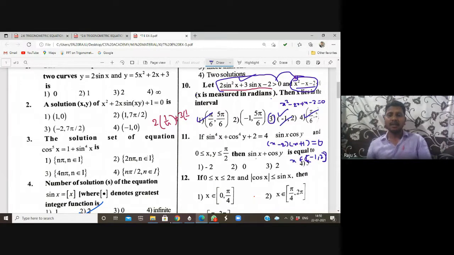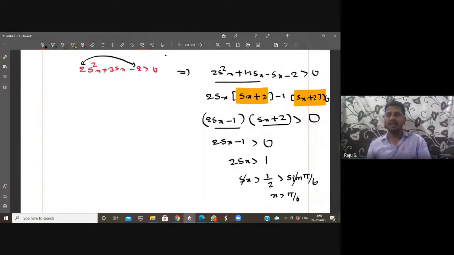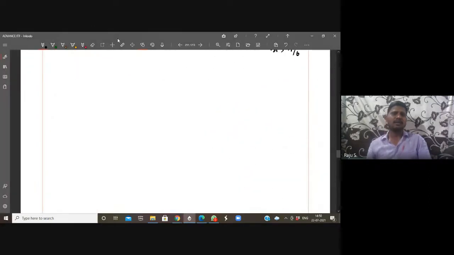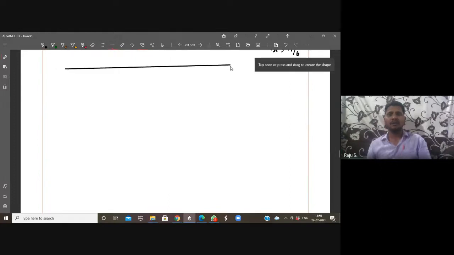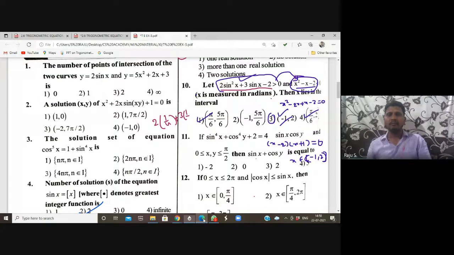See, in that, if you draw the real line, how can you verify the second or third? It is very easy and very important. Shortcut method I am going to tell you. Okay. So if we solve the first equation, we are getting x more than pi by 6. Fine. Minus 1 will be here. 2 will be here. Okay. And one more thing is here.